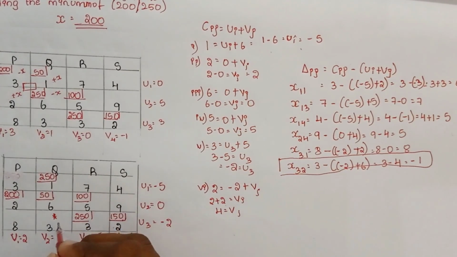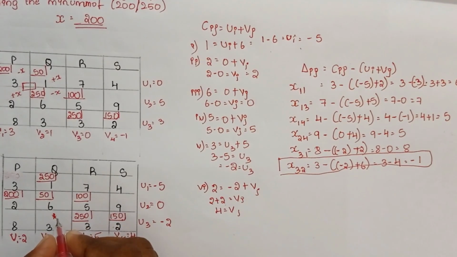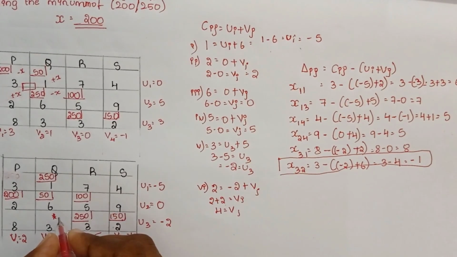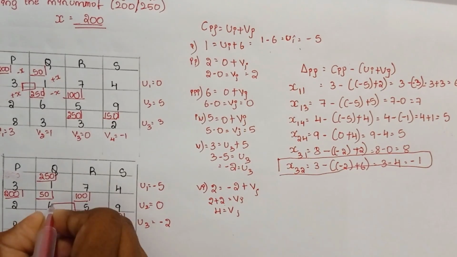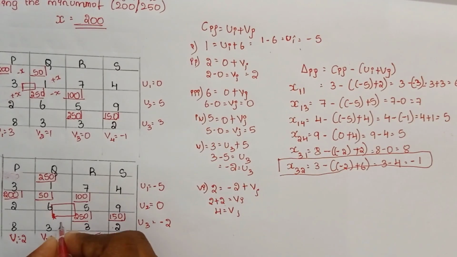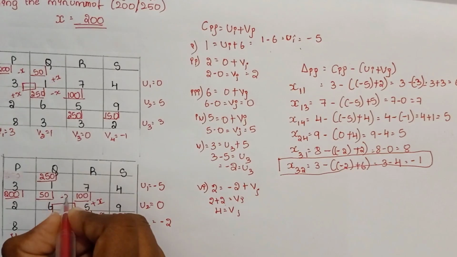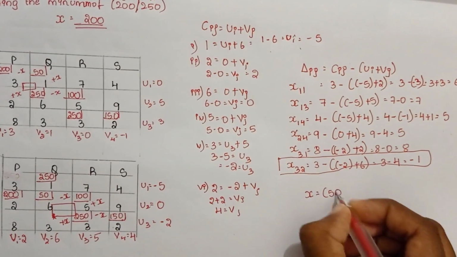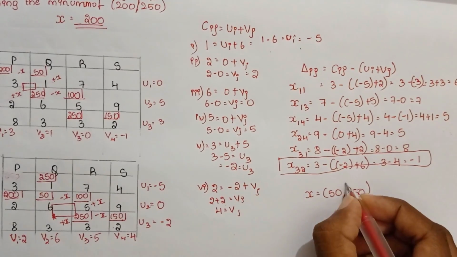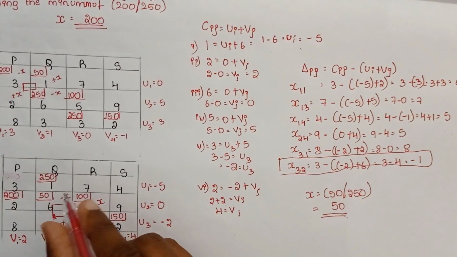So this cell. Now we have to again apply the loop. The loop should have 4 corners and it should join only the allotted cells, and the loop should start from one cell and end at the same cell. So here we have one corner, here one corner, here also one corner, and again it should end at the same point. So this will be represented as plus x, this as minus x, this as plus x, and this as minus x. So the x values are 50 and 250. Among these, the least value is 50.